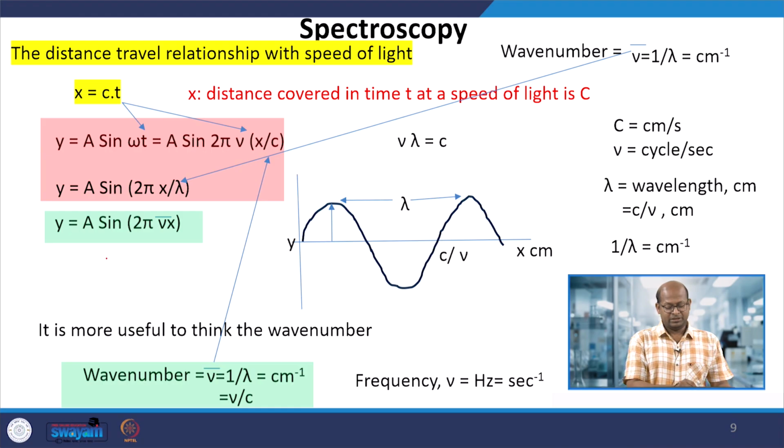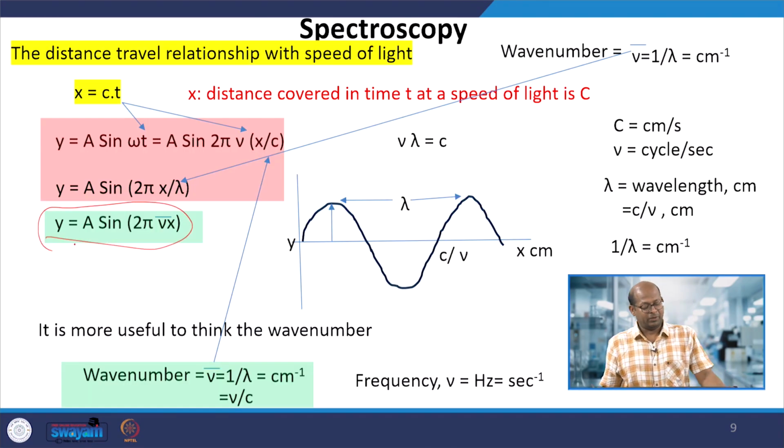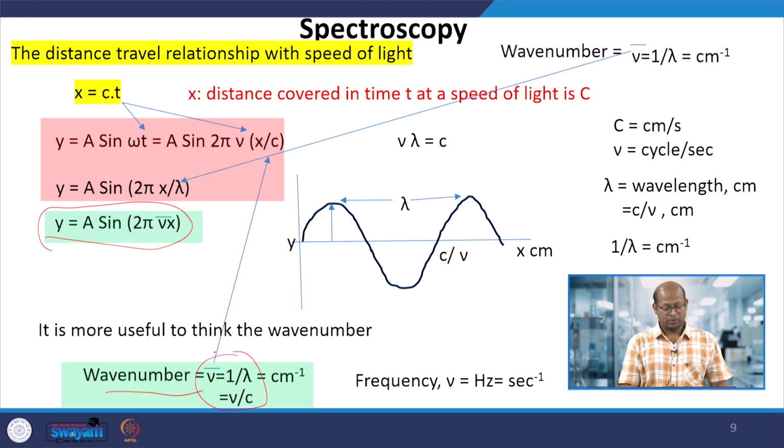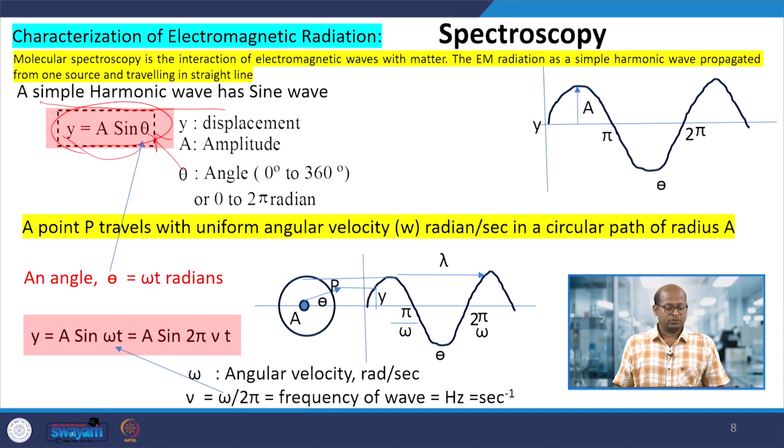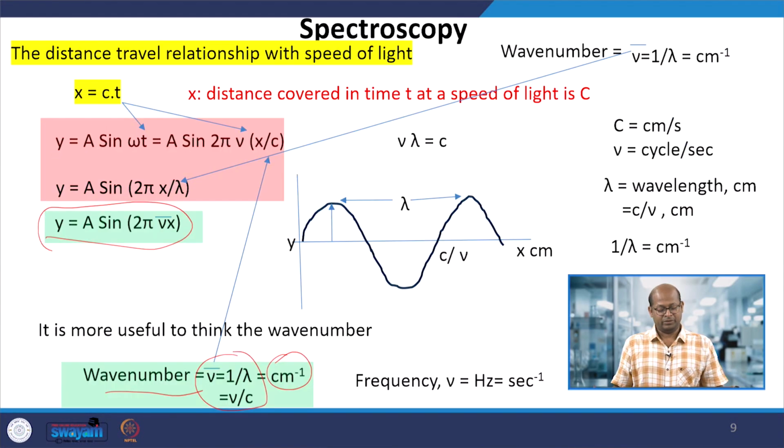If we change that in terms of wavelength, wave number or velocity of light, we can express the equation as y equals a sin 2 pi nu x. Here x is the distance covered in time t at the speed of light c, and nu bar is the wave number, that is 1 by lambda equals nu by c, expressed in centimeter inverse. This way we can express the distance travelled at the speed of light by electromagnetic radiation, a simple harmonic sine wave.